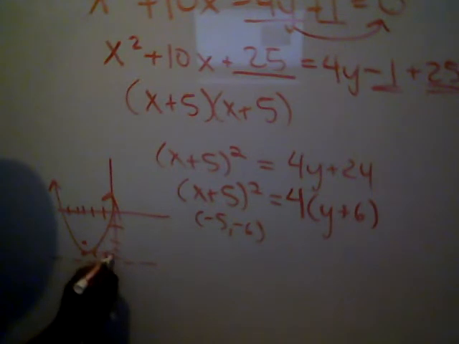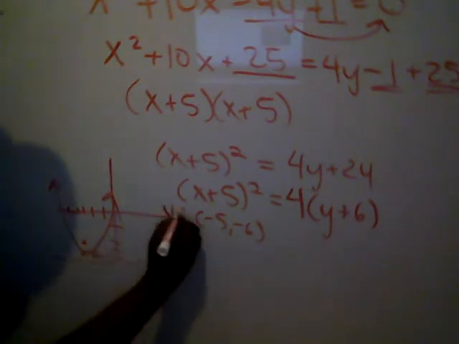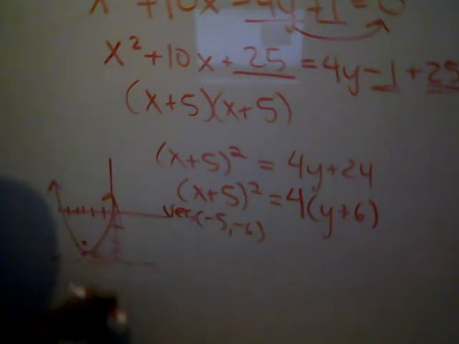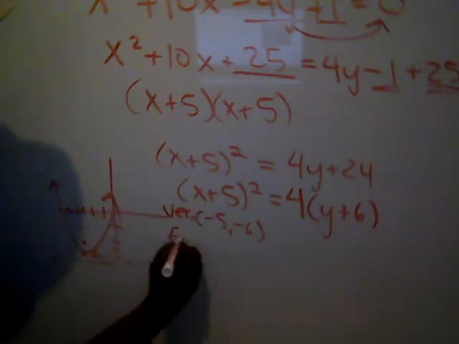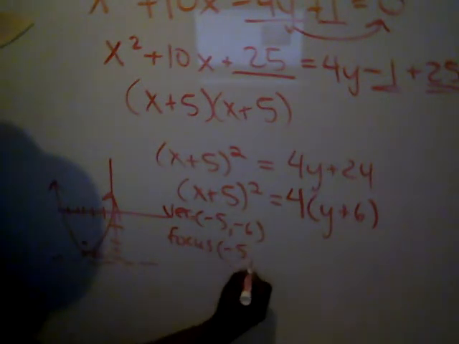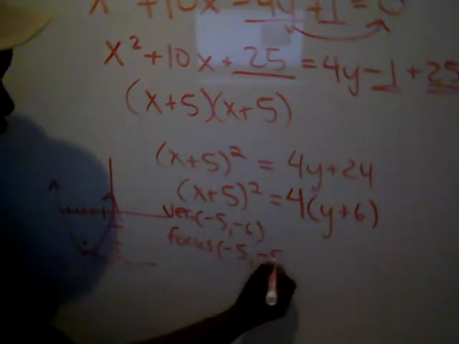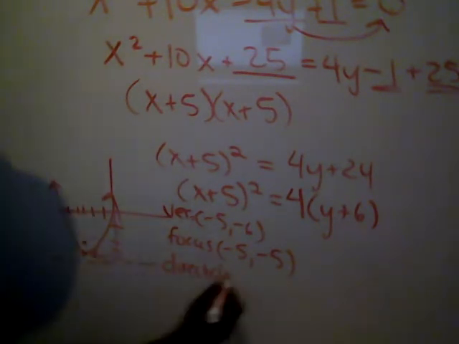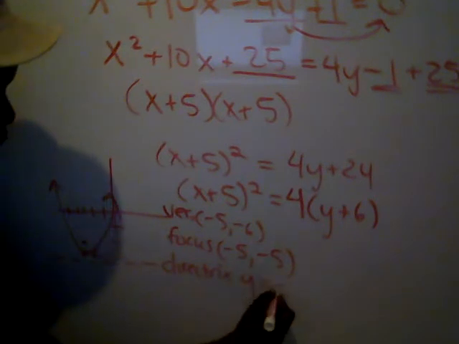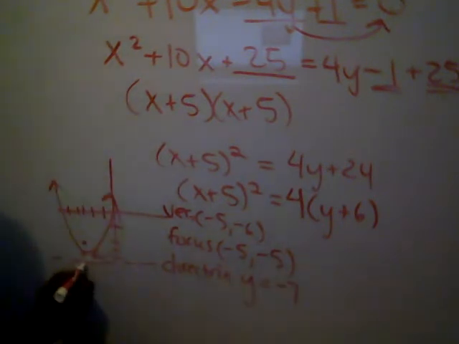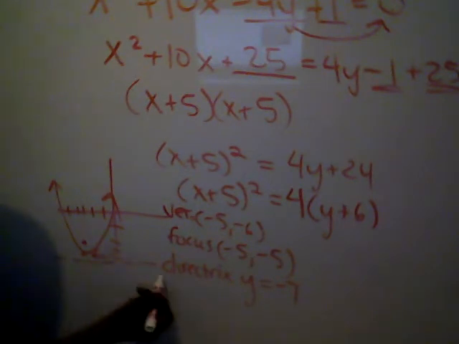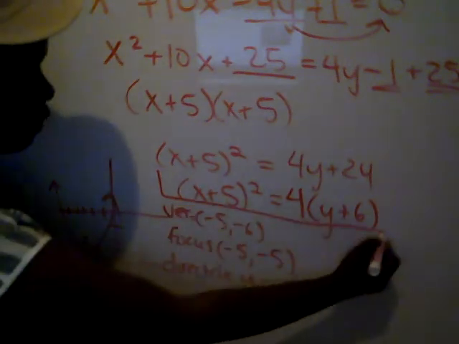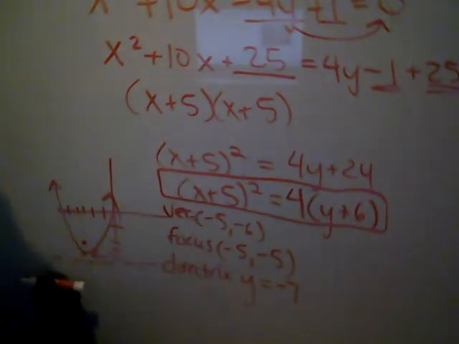So if the vertex was -5, -6, and we're going 1 unit up and 1 unit down for the focus and the directrix, that means our focus is going to be still the same x value, but now we're going up 1 on the y, it's going to be -5. And our directrix, we're going down 1, would be y equals -7. So we were at -6, we go down 1 to -7. It's a horizontal line, so it's y equals. So that would be how we would graph that equation. But this would be your final answer as to getting it into standard form.